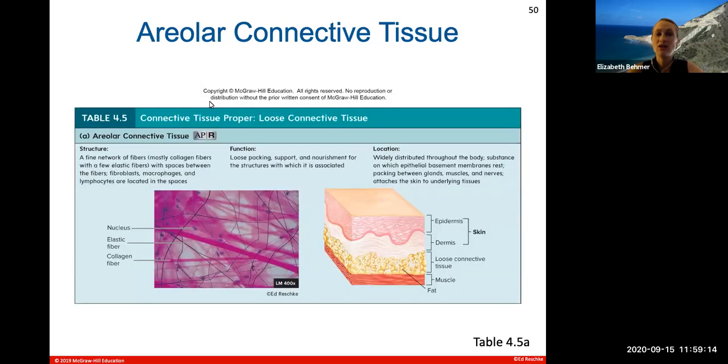So here's a look at loose areolar connective tissue. Again, for your lab exam, you might have to identify a picture of loose areolar connective tissue. Loose areolar connective tissue has a lot of fibers in it, some cells, and that's about it. You'll see a lot of empty spaces, and that's where the ground substance is.